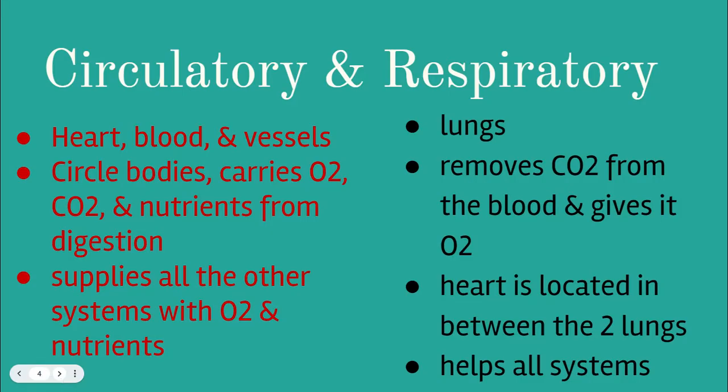So circulatory and respiratory, they like to test this together. Circulatory, remember, is just your heart, your blood vessels. It's going in a circle around your body, and it carries. So circle carries. It's going to carry things like oxygen, CO2, which is carbon dioxide, and nutrients from the digestive system, and take it to where it's needed throughout your body. And it supplies all the other systems with oxygen.